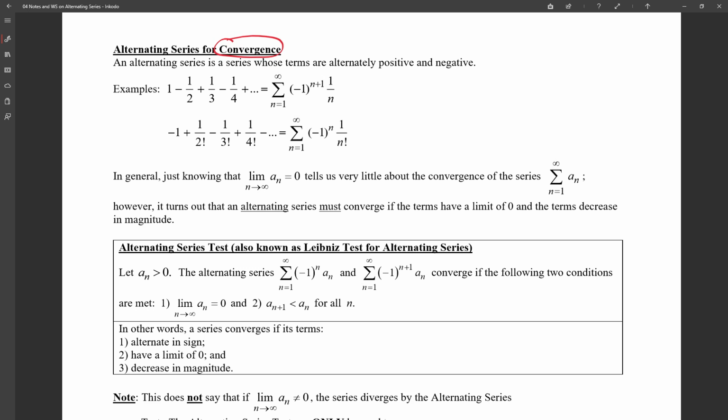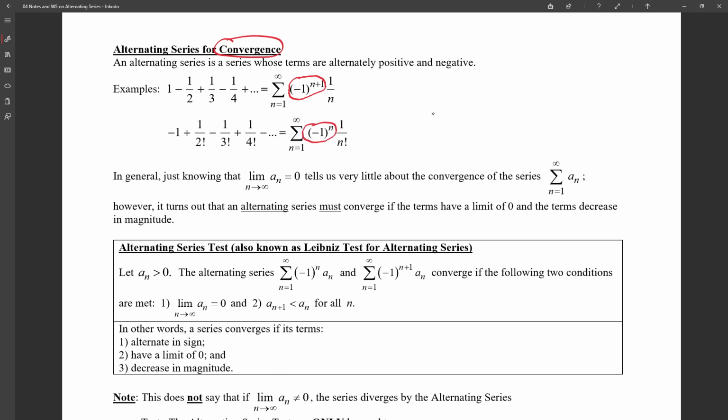An alternating series is a series whose terms alternate from positive to negative or negative to positive. And the key there is this expression right here. This expression, when you plug in 1, and then you plug in 2, and then you plug in 3, will make this series alternate from negative to positive. And this expression also will do the same thing.